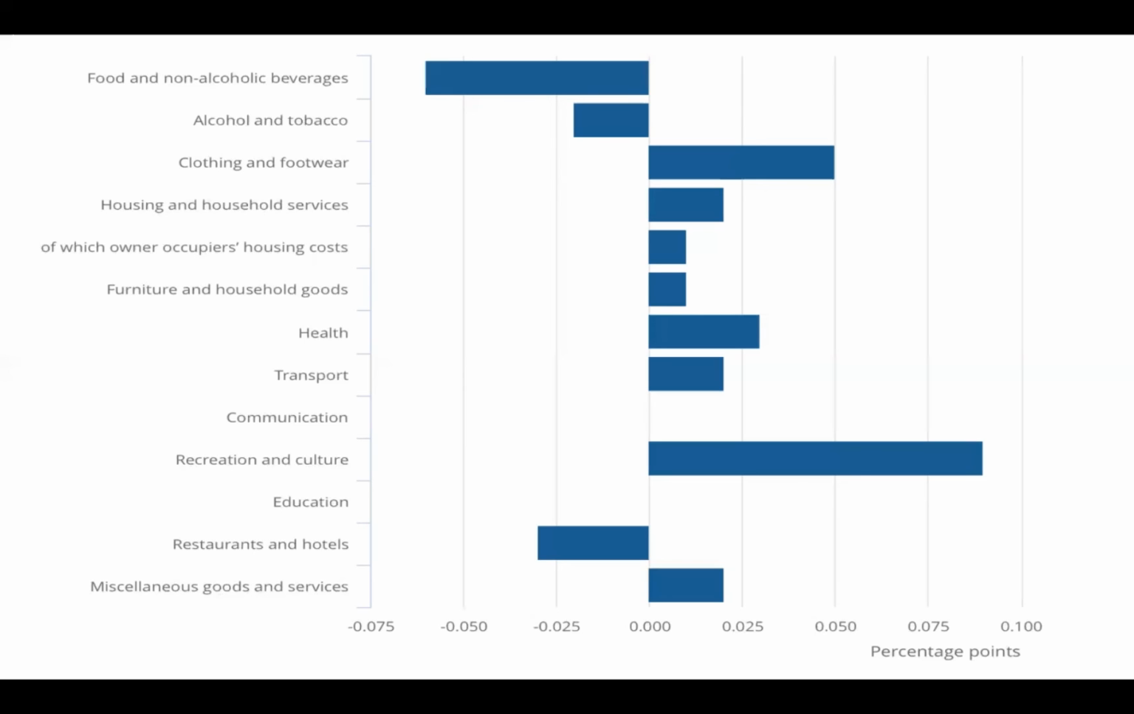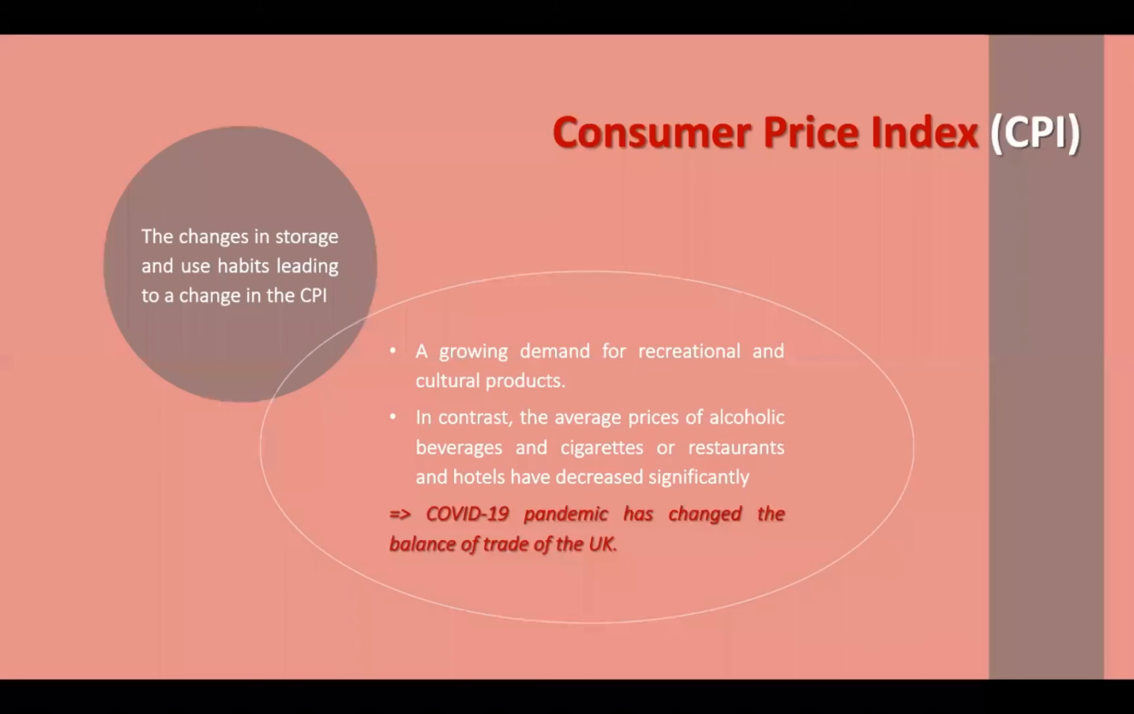In contrast, the average prices of alcoholic beverages and cigarettes, restaurants and hotels have decreased significantly due to a sharp decline in tourism and the reduction of unnecessary needs to accumulate property of the people during the pandemic.